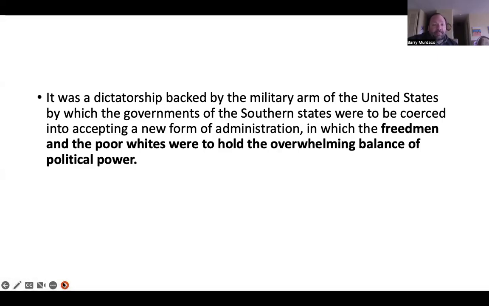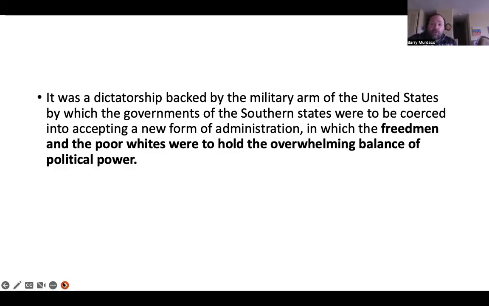Now Du Bois talks here about what he refers to later on as a dictatorship of the proletariat, using Marx's famous term. Here it is made up of the former slaves and the poor whites, which he says are to hold the overwhelming balance of political power. So this was a revolution in a sense. Some people refer to this as the second American Revolution. Some people also say that this was the revolution that failed.